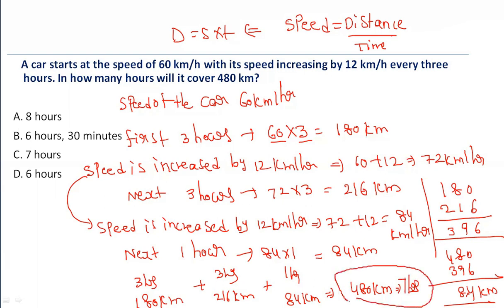And for every 3 hours, the speed will be increased by 12 kilometers per hour. With that particular condition, the total target of 480 kilometers will be covered in 7 hours of time. So what's the answer for the question? Option C, 7 hours is the answer.